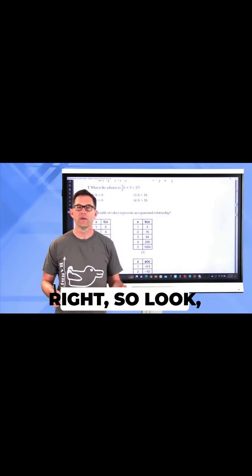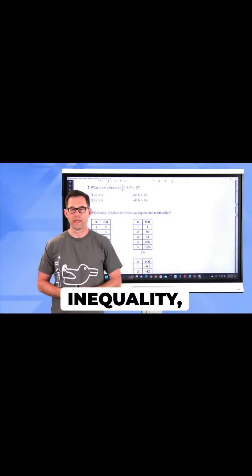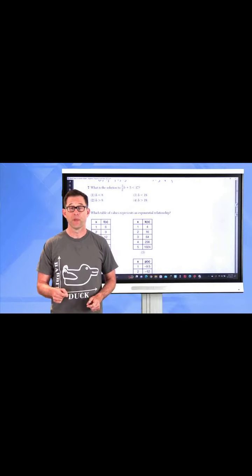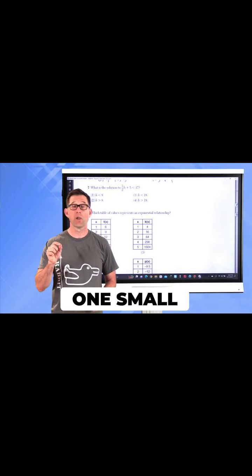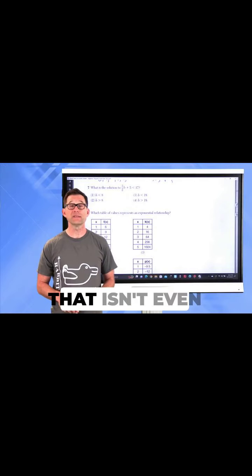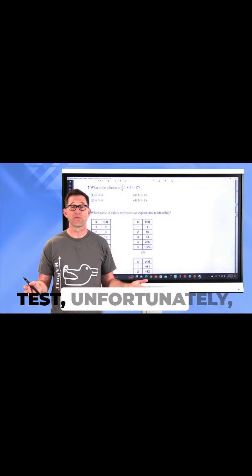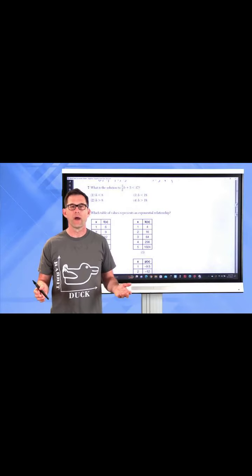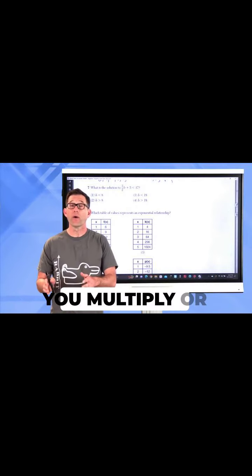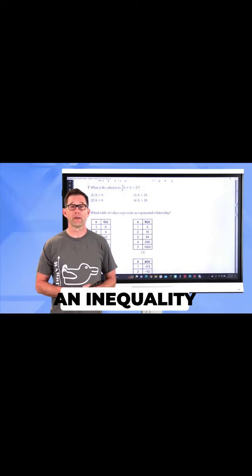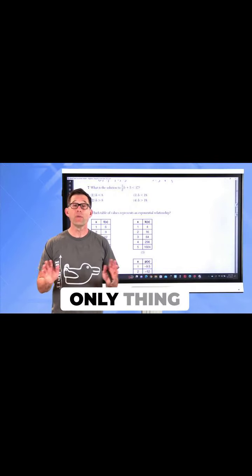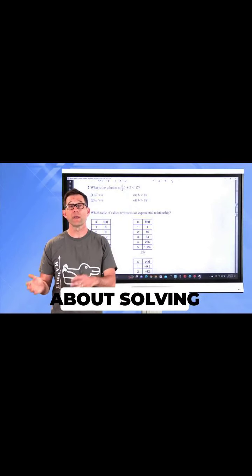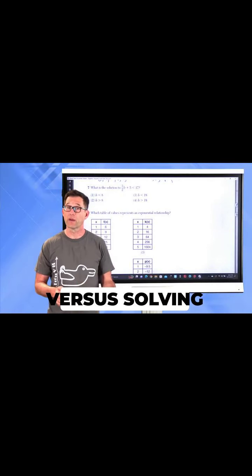All right, so look, when you solve an inequality, at least in Algebra 1, you solve it exactly like you solve an equation with one small exception, an exception that isn't even going to come up on this test, unfortunately. I guess unfortunately, right? Which is that if you multiply or you divide either side of an inequality by a negative, you have to flip the inequality sign. All right? That is the only thing that's different about solving an inequality versus solving an equation.